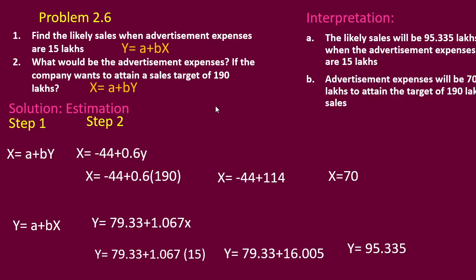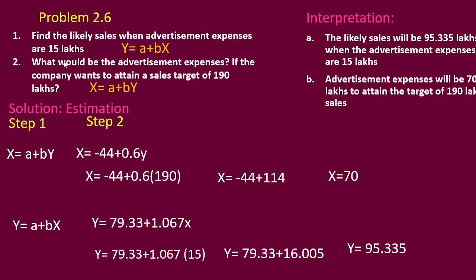So how to write the interpretation? The first thing, find the likely sales when advertisement expenses are 15 lakh. So the likely sales will be 95.335 lakhs. Here is the y value. Y means sales, so I'll consider this value. So likely sales will be 95.335 lakhs when the advertisement expenses are 15 lakhs.